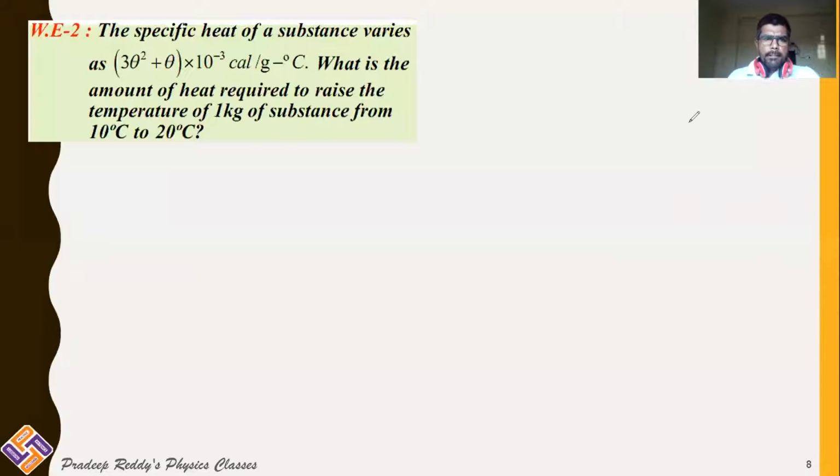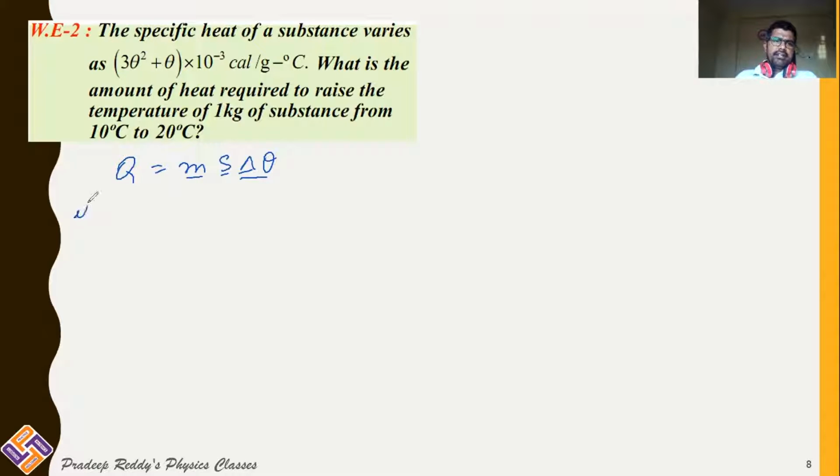It has been given that the specific heat of a substance varies as 3 theta square plus theta into 10 power minus 3 calorie per gram degree Celsius. What is the amount of heat required to raise the temperature of 1 kg of substance from 10 degrees Celsius to 20 degrees Celsius? We have the formula for heat Q is equal to M S delta theta, where delta theta is the change in temperature, S is specific heat, M is mass of the substance.